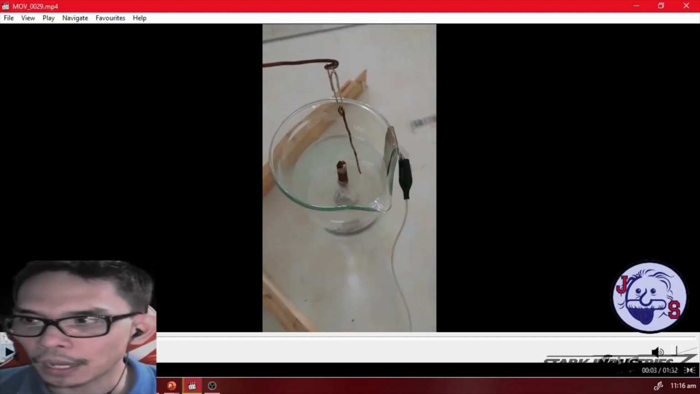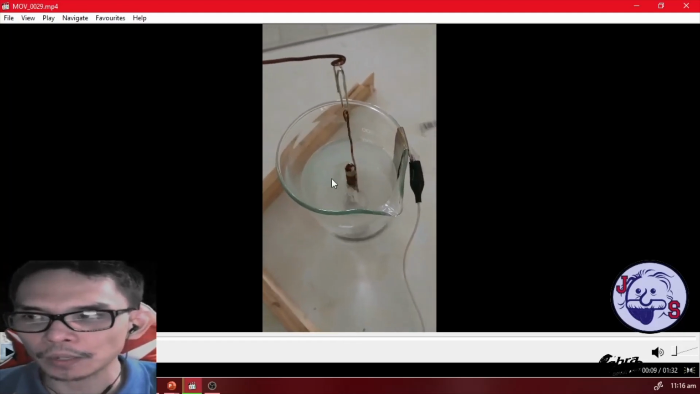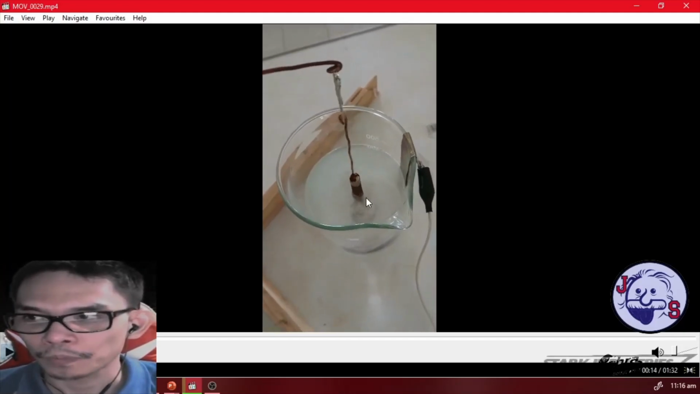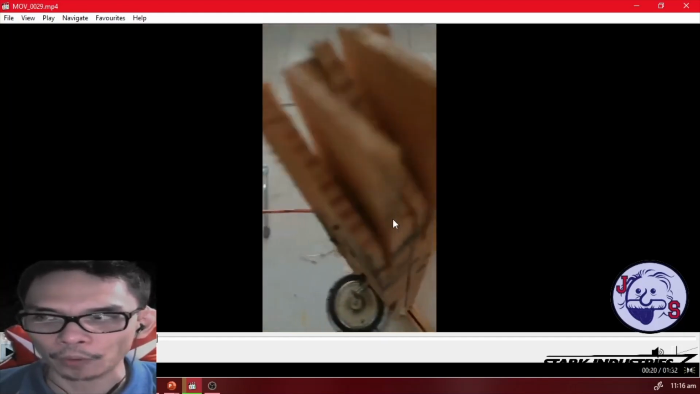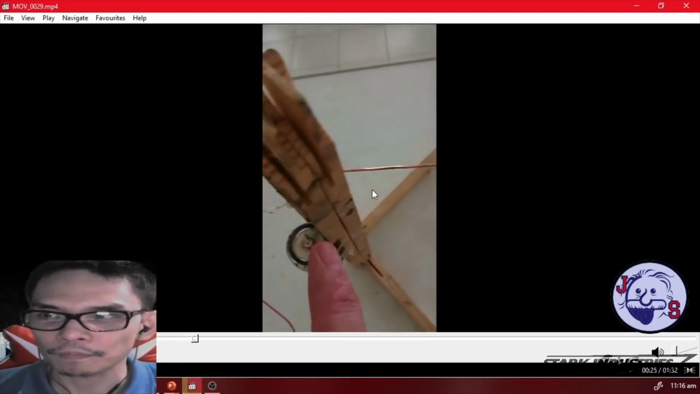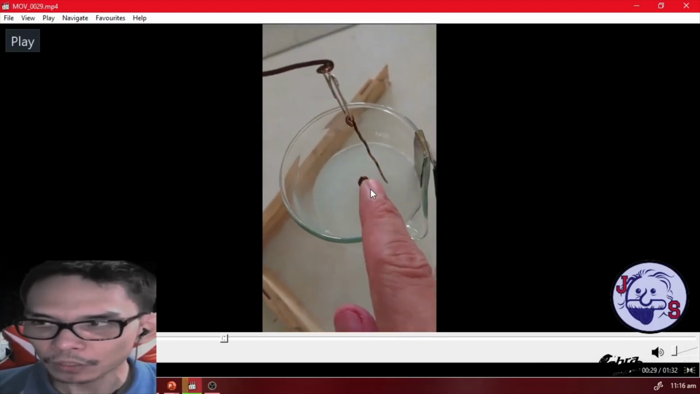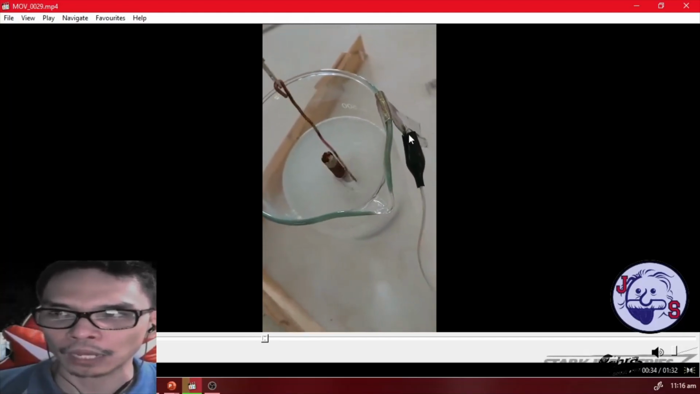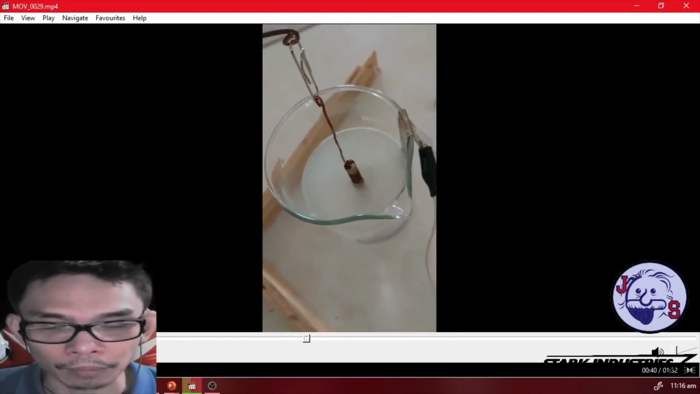As you can see here, the copper wire at the center is revolving around the magnet at the middle, as long as there is an electric current. The electric current flows to the copper wire, goes to that wire, then passes through the salt water, goes back to the aluminum, and then goes back again to the source. So this is the first electric motor created by Michael Faraday.